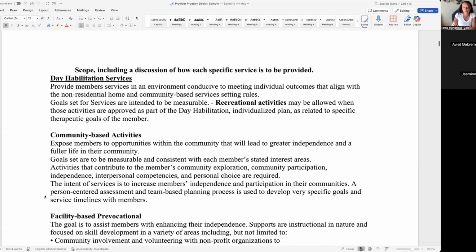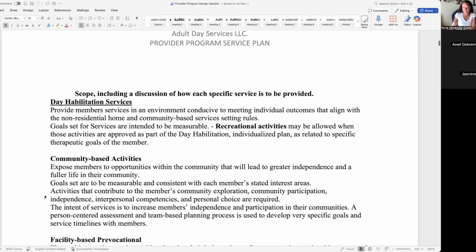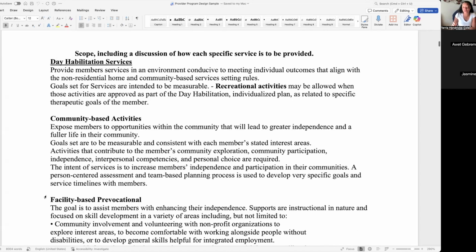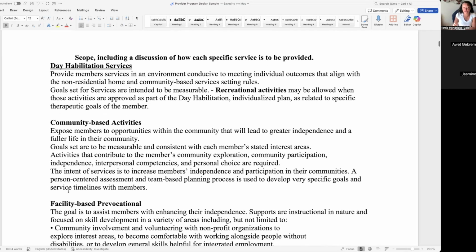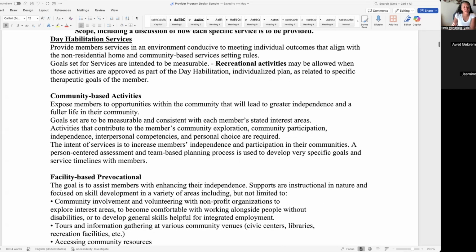Can we do both? Yes, you could do both. I advise you to do both because you can go on outings. However, you'll need a van, so that's an upfront cost expense you have to take into consideration. If you're doing community based, you'll need a van to transport your clients.